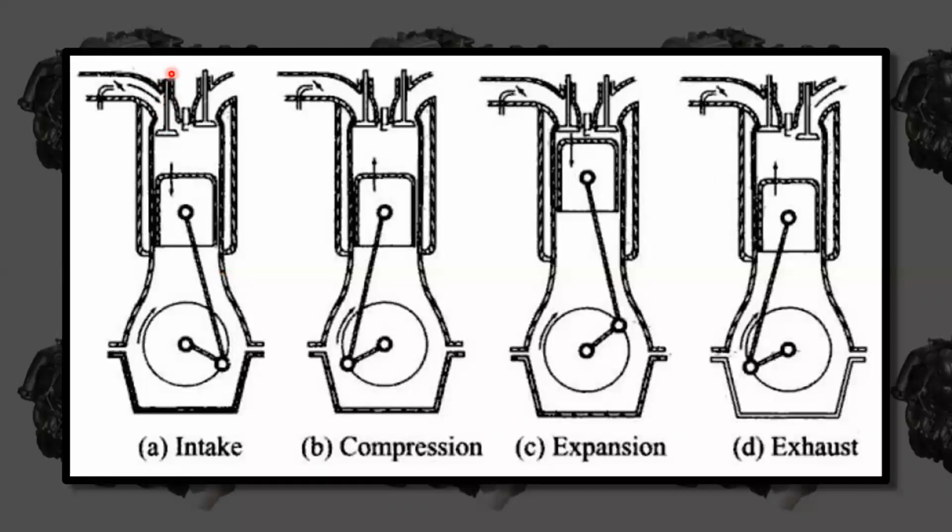Inlet valve we can call, okay, and this is going to open now. In the intake stroke, the main indication is that the piston is going to move from top dead center to bottom dead center, and the intake valve is going to be open, but the exhaust valve remains closed. The exhaust valve is going to remain closed, and the inlet valve is going to open, and the piston reaches from top dead center to bottom dead center.